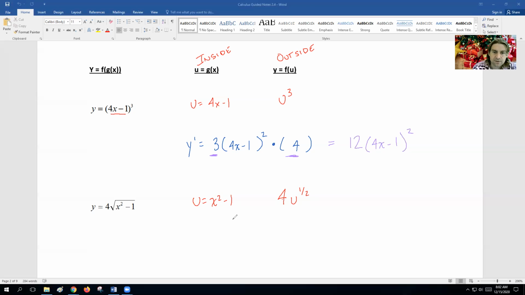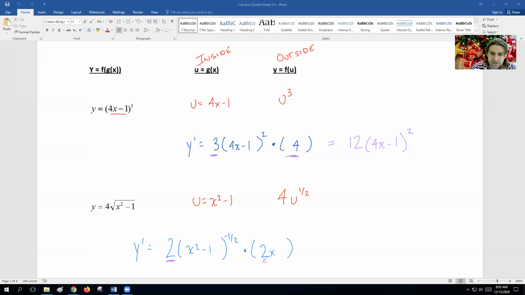Okay. So let's start going through the derivative here, y prime. If we have 4 of something to the half power, okay, so if we multiply that, it would be 2 of that something to the negative half power. That something is the x squared minus 1. Now what we need to do is multiply that by the derivative of the inside. What's the derivative of x squared minus 1? That would be 2x.